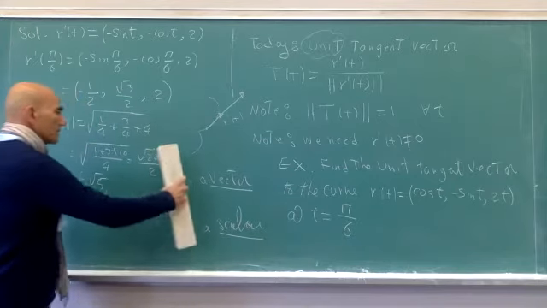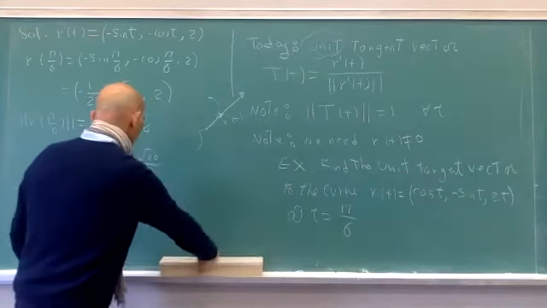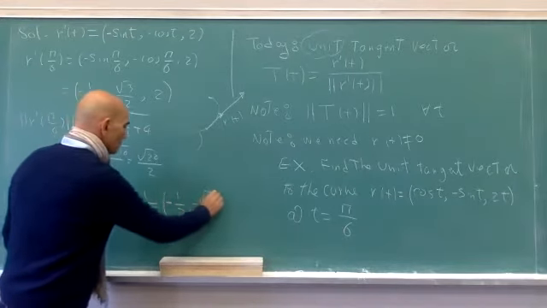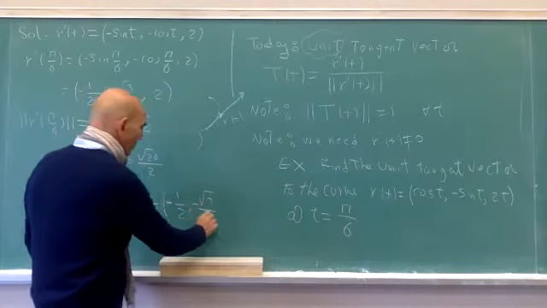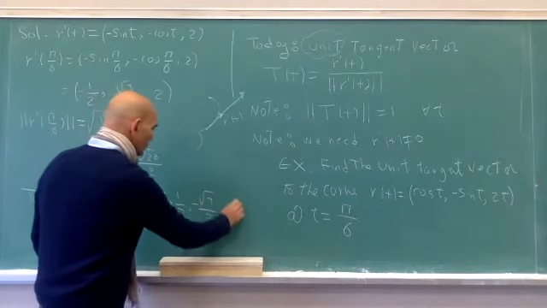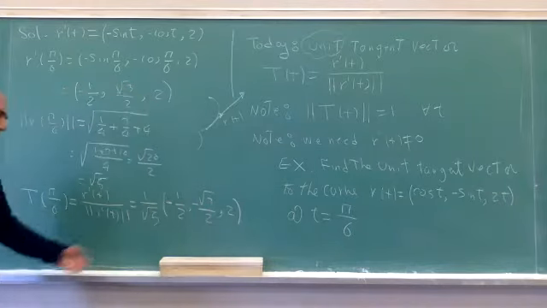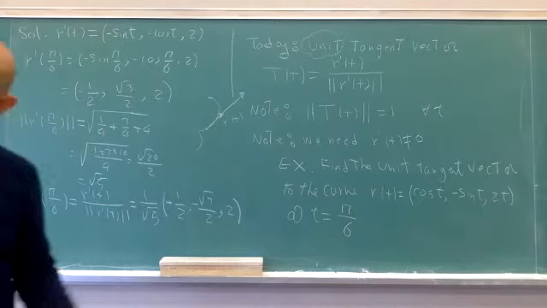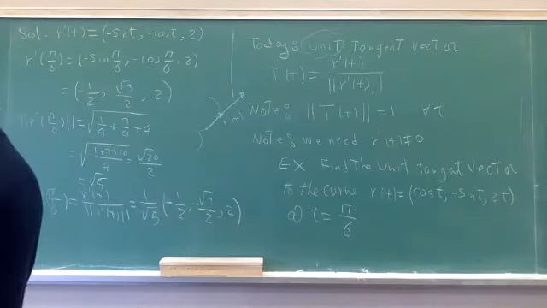minus 1/2, minus root 3 over 2, and 2. And you really don't have to simplify; there's no point in simplifying this. It's already clear. Any questions about this issue of the unit tangent vector?